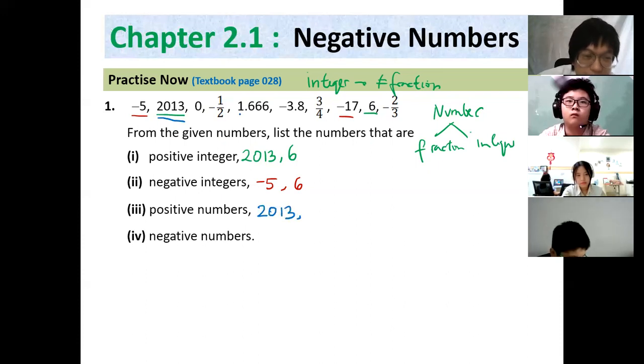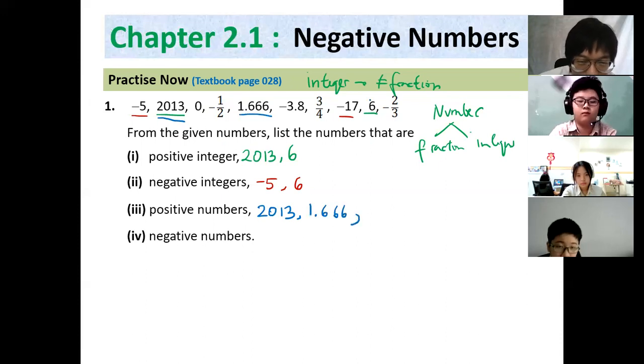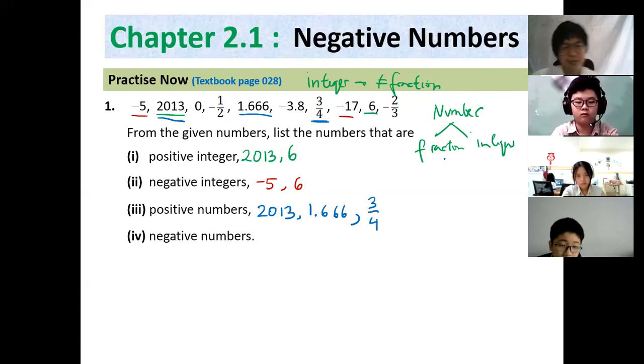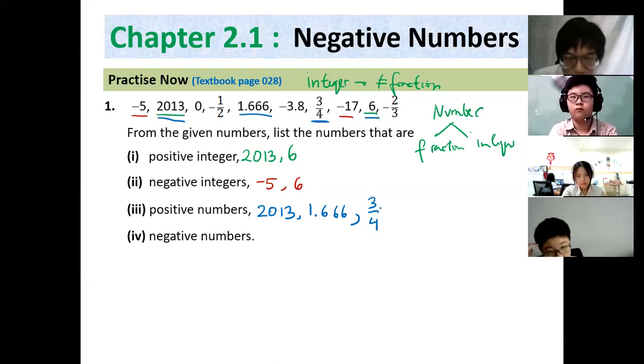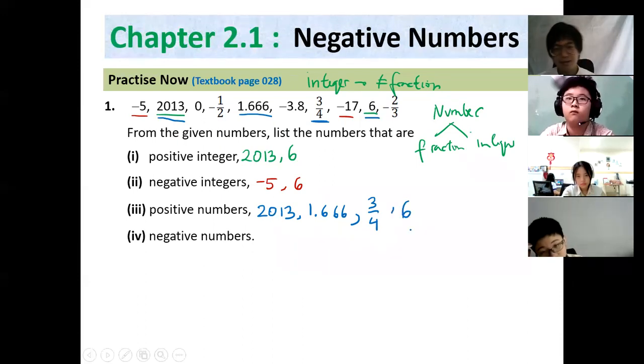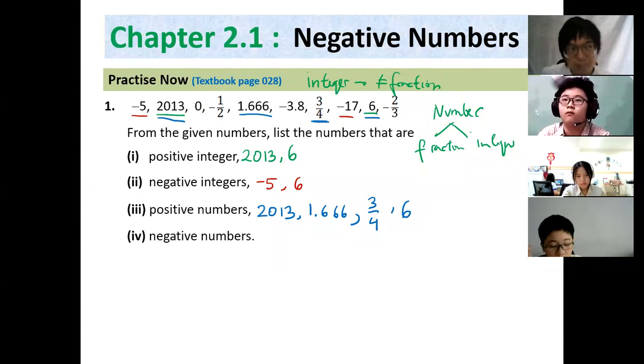And then this is positive, see, 1.666, 1.666 decimal, and then 3 over 4 positive, fraction, and then no more. 6, I forgot, almost. Get it? So we can answer both. Positive number, so, positive integer is also positive number. Negative integer is also negative numbers.